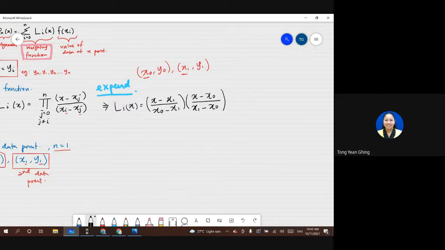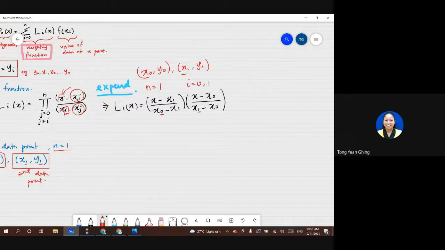So the i here starts from 0 until 1, because for linear n is equal to 1. So we start with i equal to 0, and then i equal to 1. Look at here, i. And then xi minus xj. This one is xj, this one is also xj. This is the value where we don't know. We know this x value, but we don't know the y value. So we want to find the y value at this point.